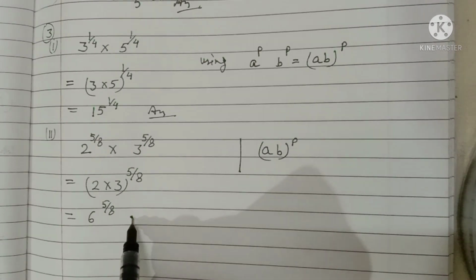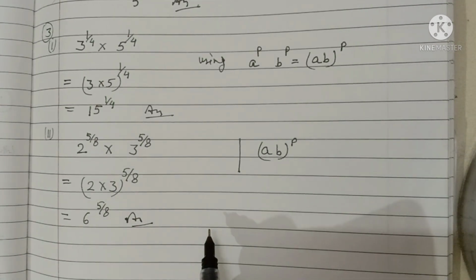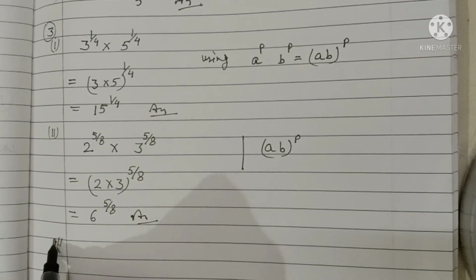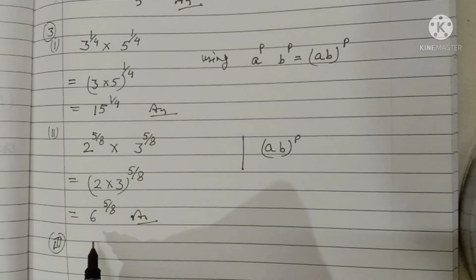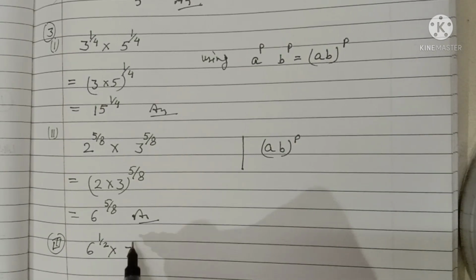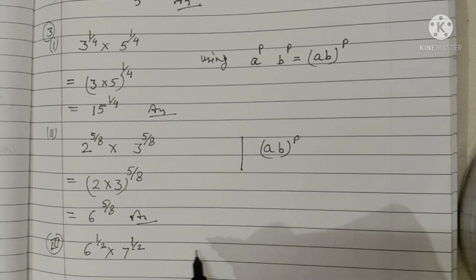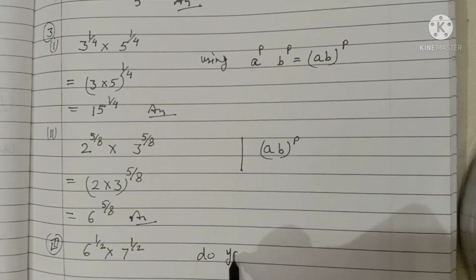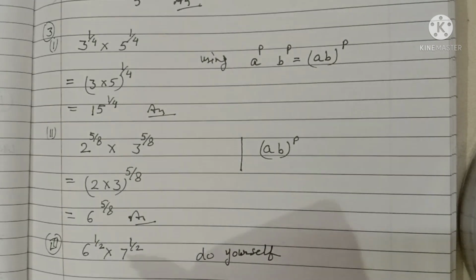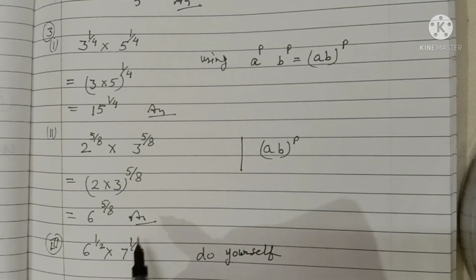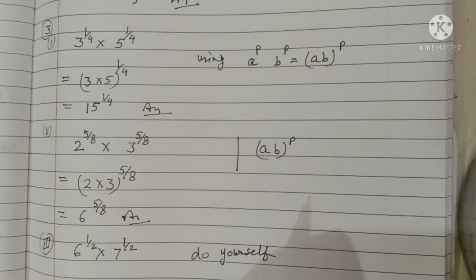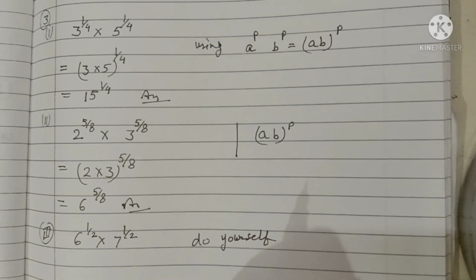This is the answer. Now part third is 6 to the power of 1 upon 2 into 7 to the power of 1 upon 2. Very easy. So do yourself. 6 into 7 to the power of 1 upon 2. 6 7s are 42 to the power of 1 upon 2 will be the answer. So try yourself.